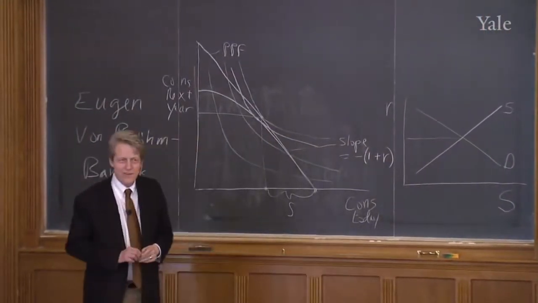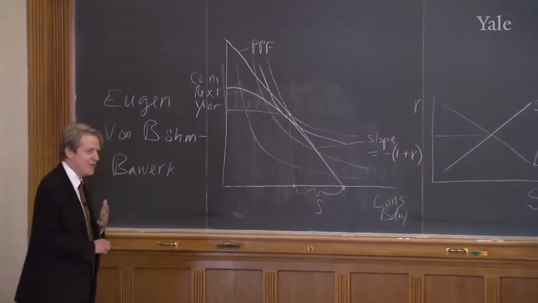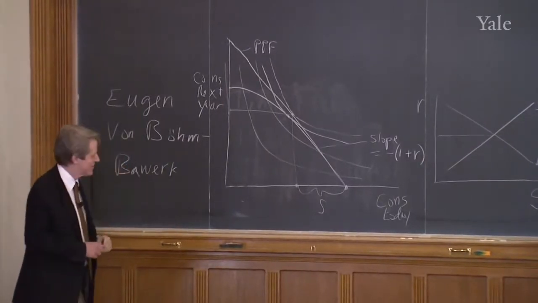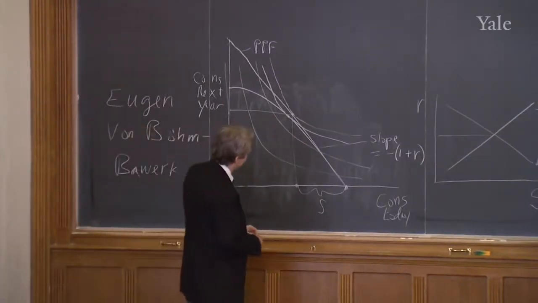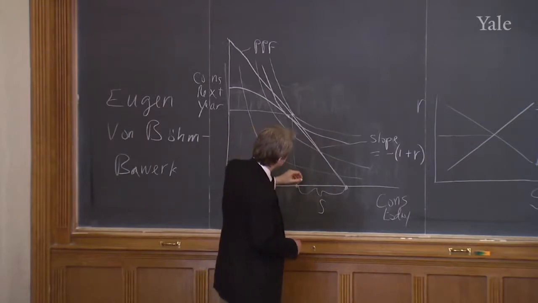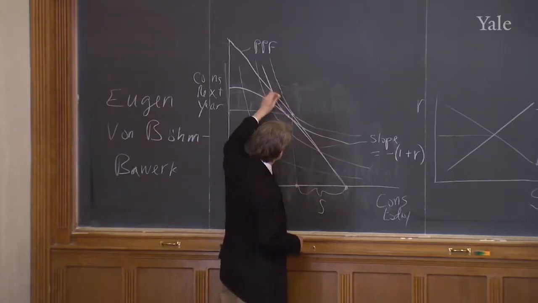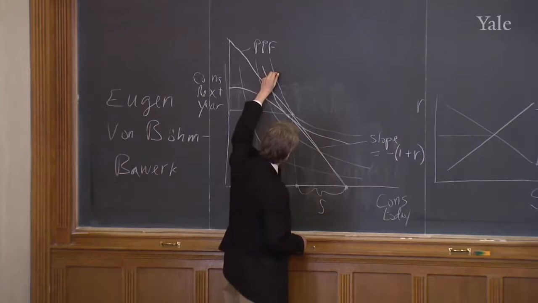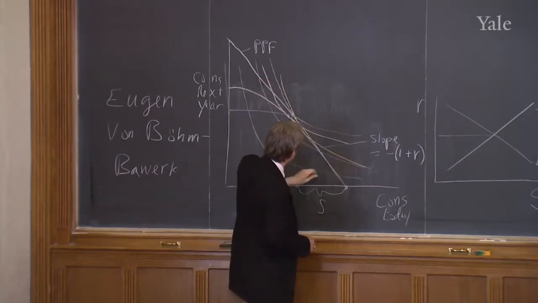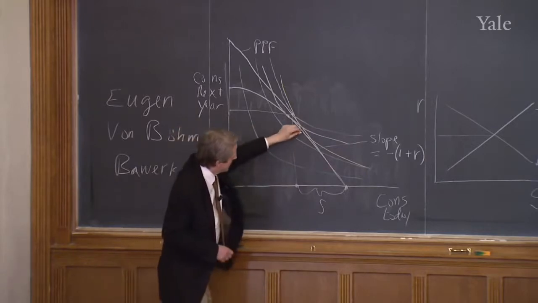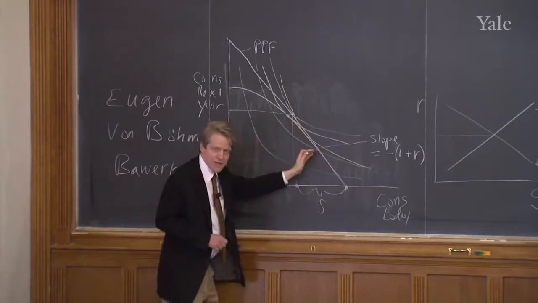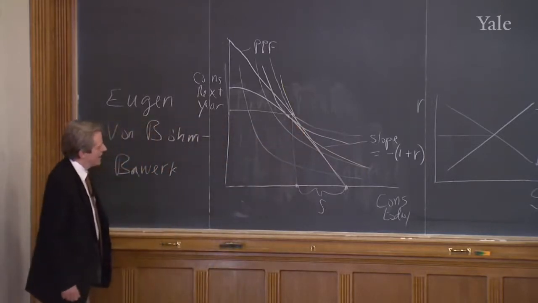Suppose Robinson Crusoe is very impatient. He wants to consume now. He doesn't care about the future. Then his indifference curves might look different. I'll just draw a tangency. They might look like this. So he would have a tangency further to the right, consuming more today and less in the future.